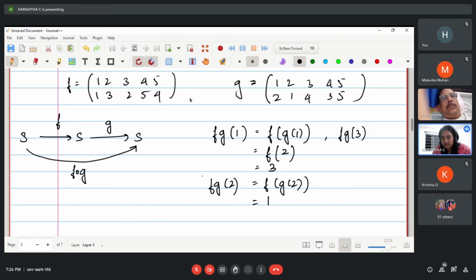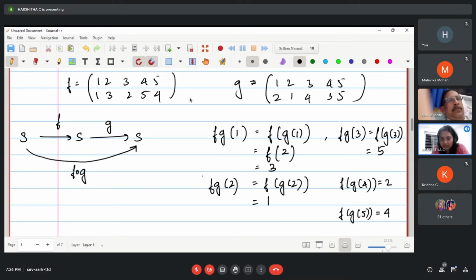FG at 3 is f of g at 3, which is, g sends 3 to 4 and f sends 4 to 5. So this is 5. g of 4 is 2, and f of g of 5 is 4.